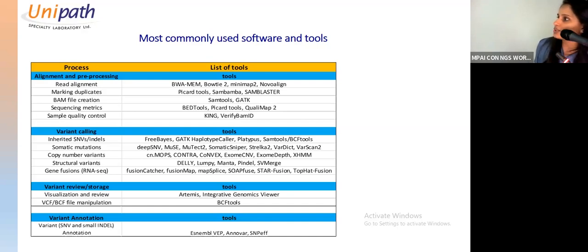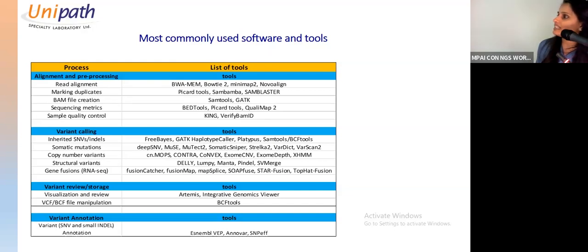Then this is visualization and review. We cannot look into each and every region and variant in raw form, so we have to view it in a way that we understand. For that, there are tools which help you view the variant. I'll give you an example of how it looks if you try to view it.